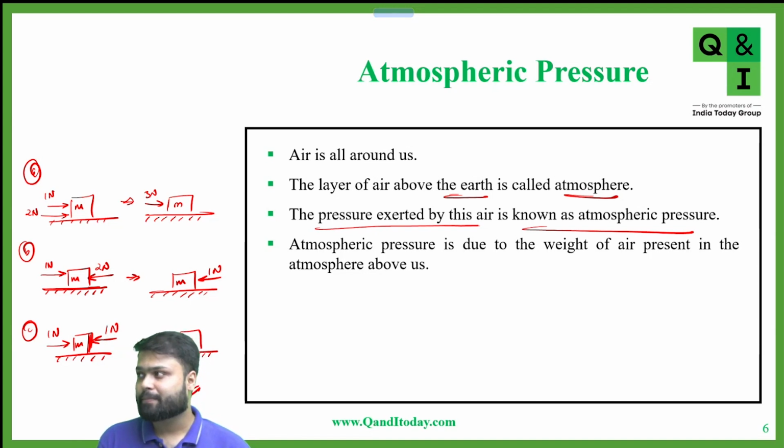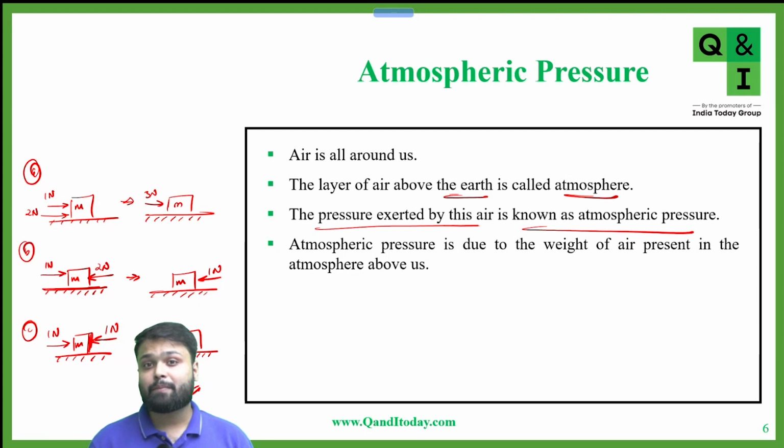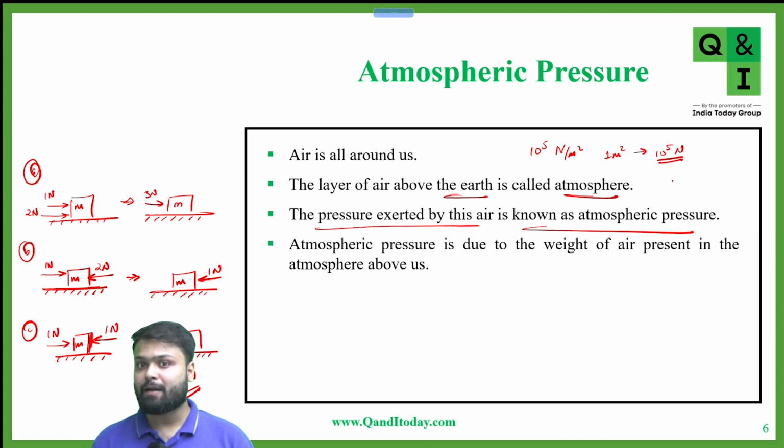Sir, I have listened that if atmospheric pressure comes in a single direction, it can destroy anything. Atmospheric pressure is approximately equal to 10 to the power 5 Pascal, which means 10 to the power 5 Newton per meter square. That means if we take an area of 1 meter square, then the force is 10 to the power 5 Newton. That much amount of force. But why don't we feel atmospheric pressure?